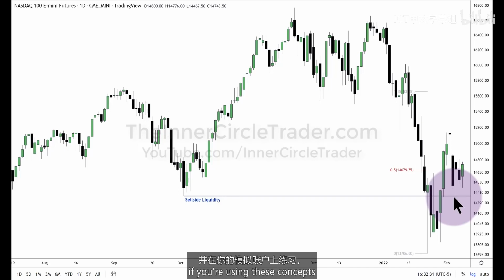And this is something that if you're using these concepts and practice with your demo account, you're going to have these same conundrums and you have to find a way to overcome them. And I'm just going to suggest this to you here. But before we go into the lower time frames, I want to teach bias, okay?